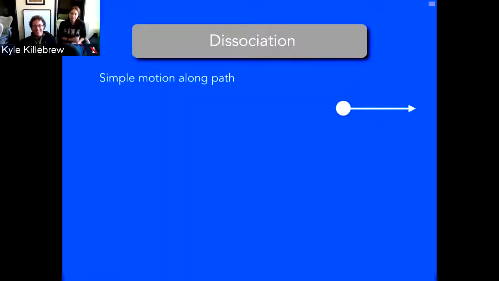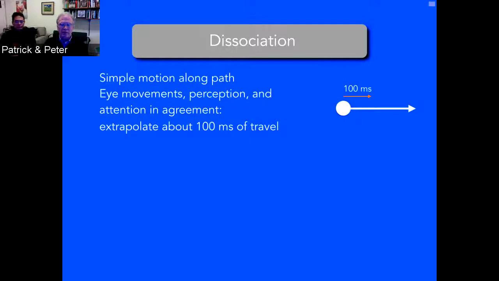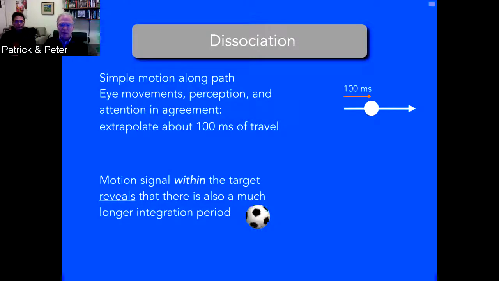Okay, part 2. Gideon kind of gave you everything that was happening already, so I'll skip over a lot of simple points. The double drift is one example of a motion-induced position shift. There are other simpler ones where you get motion along a path, and we talked about that in previous ones. You get this extrapolation of about 100 milliseconds. But the double drift is kind of unique.